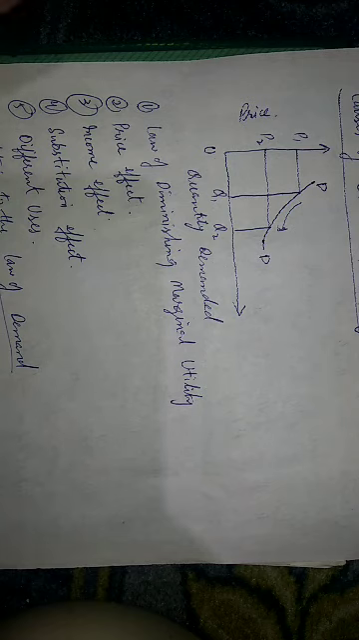On the contrary, with the rise in the price of the commodity, its demand will fall given the price of the substitutes. For instance, with the fall in the price of tea, the price of coffee being unchanged, the demand for tea will rise, and contrariwise, with the increase in the price of tea, its demand will fall. So this is the substitution effect.